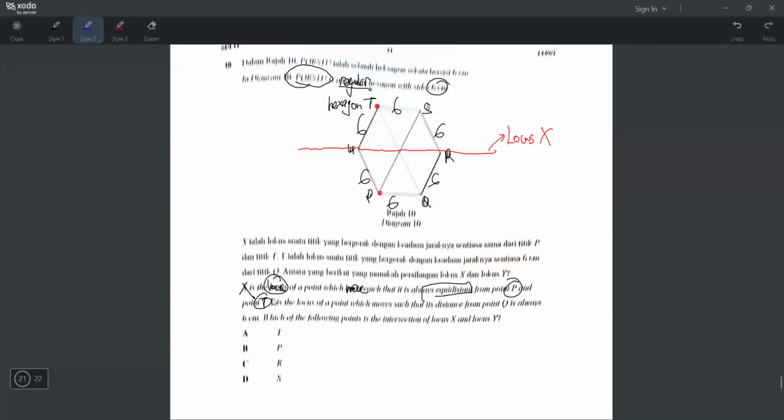Next one says, Y is the locus of point which moves such that distance from Q is always 6 units. Okay, if the distance from Q is always 6 units, then the locus will be a circle. So Y is a locus moving point, such that distance from Q is always 6 units. So this is Q, right? But this locus Y, it has to move away from Q, but the distance is always 6 units from Q. So let's measure 6 units from Q. So 6 units is here, right?